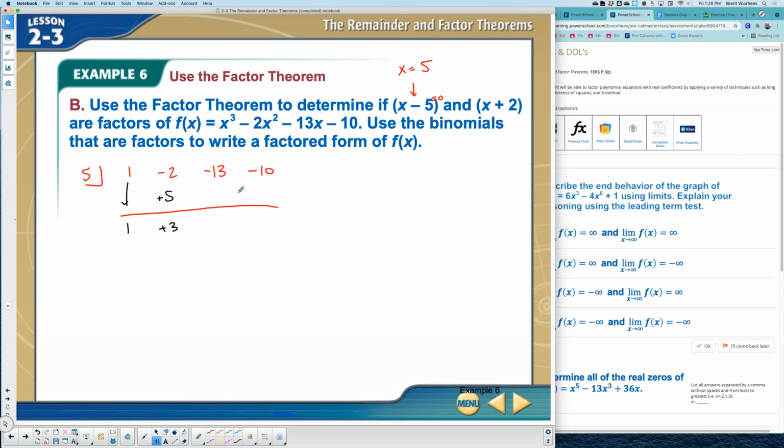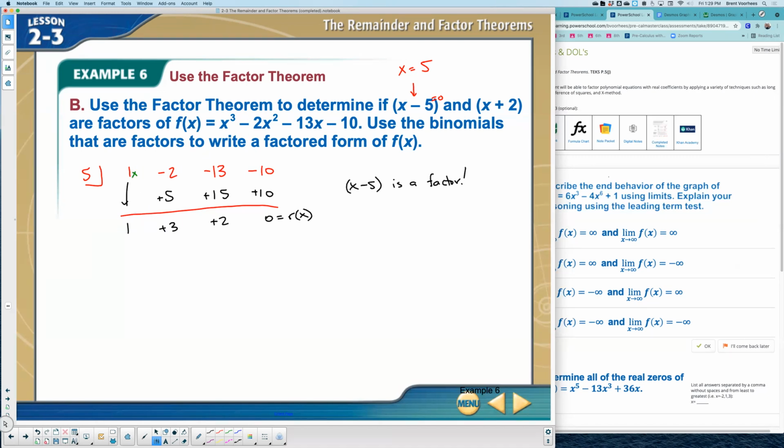Now I multiply. 3 times 5 is 15. And I'm going to add this. So negative 13 plus 15 is a positive 2. And I multiply again. 5 times 2 is positive 10. And I see that I get 0. According to the factor theorem, if your remainder is 0, this is a factor. So X minus 5 is a factor. Okay, that's good news. So if it's a factor, you can use this simplified form of f of X. The quotient here becomes our new equation that we're going to work with.